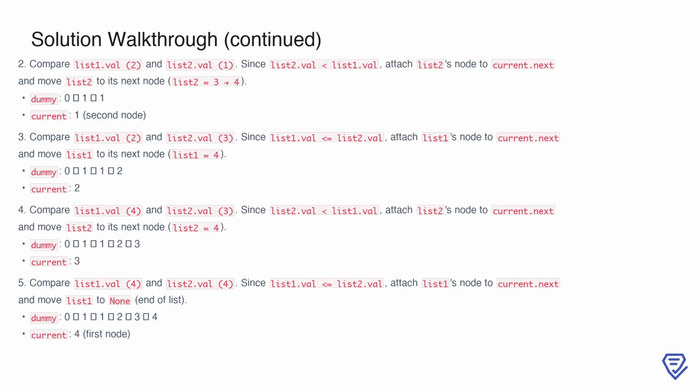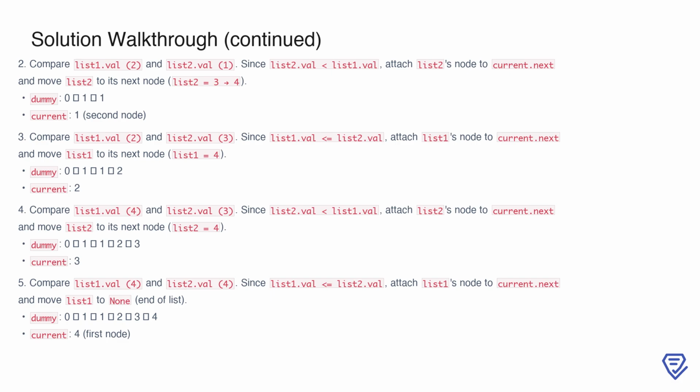We then compare the values again. With list 1 at 2 and list 2 at 3, 2 is less than or equal to 3, so we attach the node from list 1 to current.next and move list 1 to its next node, which now points to the value 4. The current pointer is updated to the node with the value 2, resulting in the list 0, 1, 1, 2. Continuing, list 1 now points to 4 while list 2 points to 3.